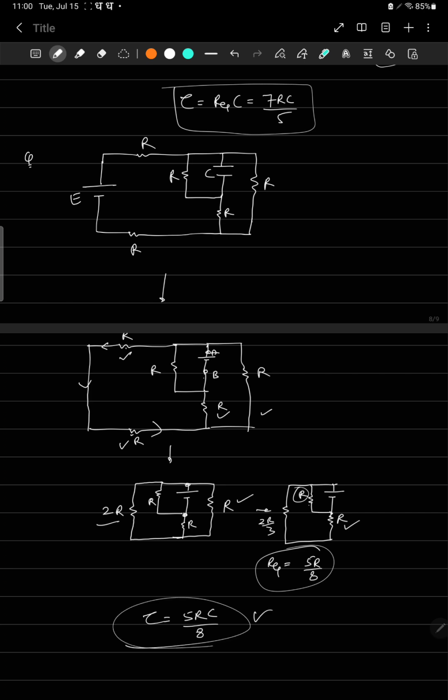So the point is, where you need to focus is to work on that equivalent resistance. Okay, this is a part of current electricity, so I hope you practice there. So that's about the time constant.